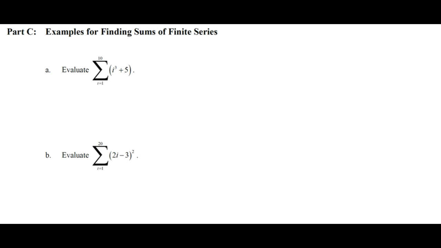Okay, so examples for finding sums of finite series. What if you have to add up a finite series? We want the sum where i equals 1 to 10 of i cubed plus 5. All right, so hang on. We have some properties hanging around, right? If you were doing a sum or a difference, then you could split this out and write it as the sum of i equals 1 to 10 of i cubed plus the sum of i equals 1 to 10 of 5. So we use that property that if I'm summing up a sum, I can just do the sum of the individual sums.